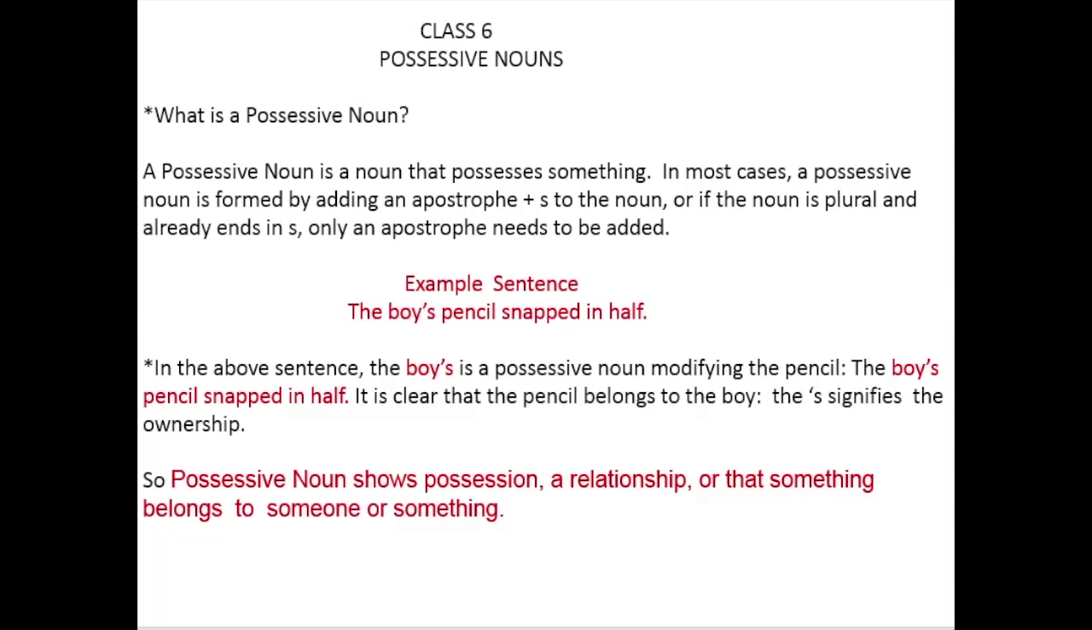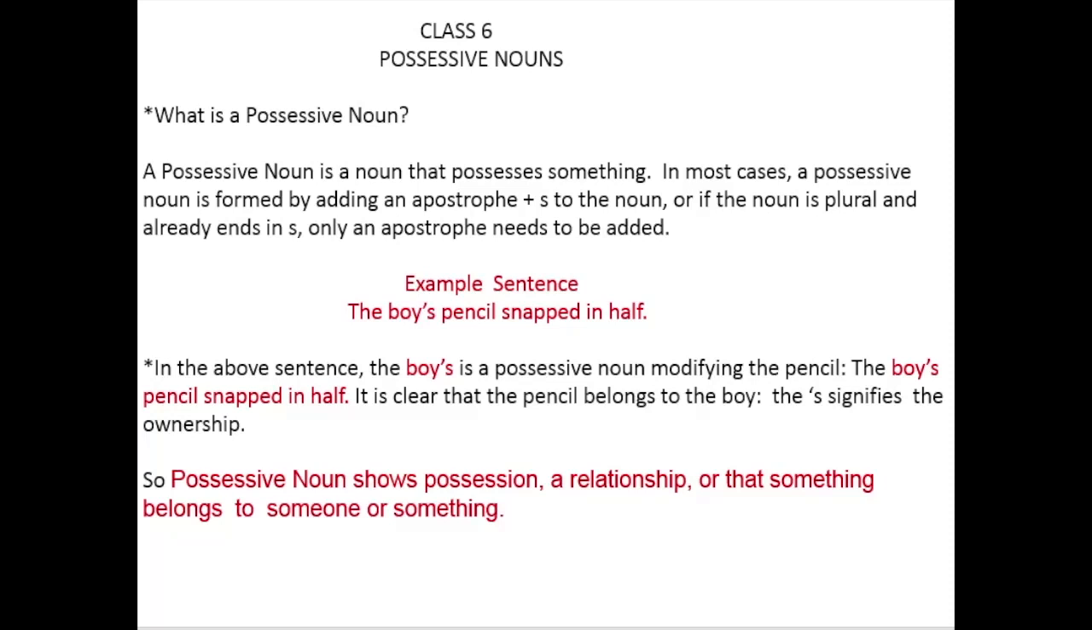In most cases, a possessive noun is formed by adding an apostrophe plus S to the noun, or if the noun is plural and already ends in S, only an apostrophe needs to be added. Example sentence: The boy's pencil snapped in half. In the above sentence, the highlighted word boy's is the possessive noun modifying the pencil.